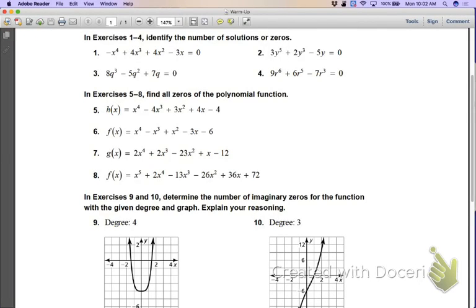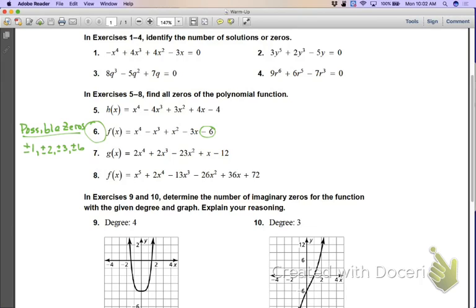is we have x to the fourth minus x to the third plus x squared minus 3x minus 6. So first thing we want to know with 6 are what are my possible zeros. So the only number I really have to worry about is that negative 6. So what are my factors of negative 6? Plus or minus 1, plus or minus 2, plus or minus 3, and plus or minus 6. So those are my options.